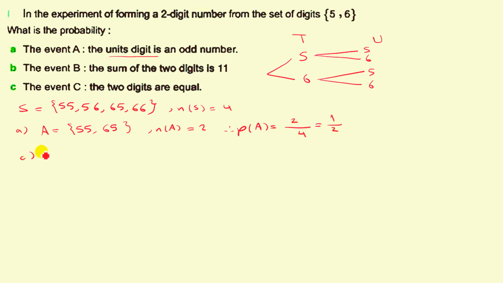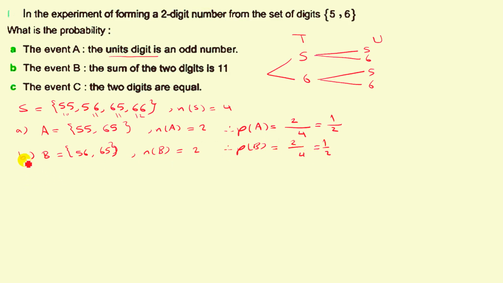Letter B, the event B, the sum of the two digits is 11. هنمسك السامبل سبيس: 5 plus 5 10 ما ينفعش، 5 plus 6 11، 6 plus 6 دي 12. يبقى عندنا sum of the two digits 11: 56 and 65. يبقى number of elements of event B 2 elements, therefore probability of B is equal to 2 over 4 is equal to 1 over 2.